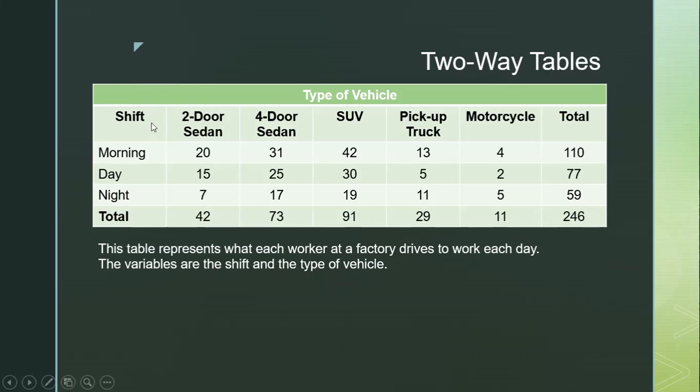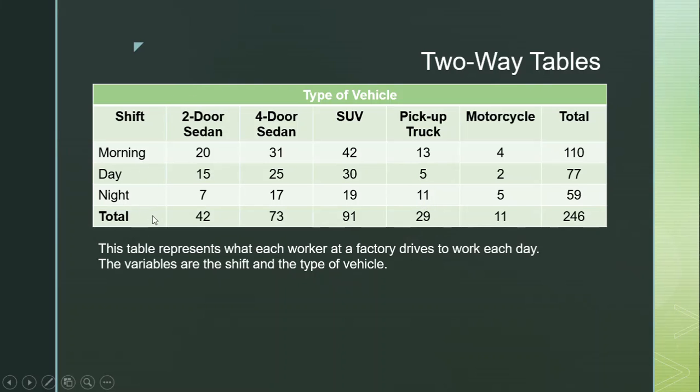Notice one variable goes down, the other variable goes across, and it doesn't really matter which is which. Typically you'll see the variable with more different types going across just because the table looks nicer that way, but honestly it doesn't matter. We can use this to pick out any values we want. If we want to know how many day shift workers drive a four-door sedan, there's 25 of them. If we want to look at how many night shift workers drive a pickup truck, we just go night, pickup truck, and see that there's 11 of them.